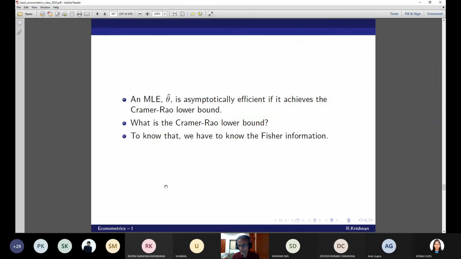An MLE is asymptotically efficient if it achieves the Cramer-Rao lower bound. What is the Cramer-Rao lower bound? To know that, we have to know what Fisher information is. Now you have to tell me, hello class, wake up.